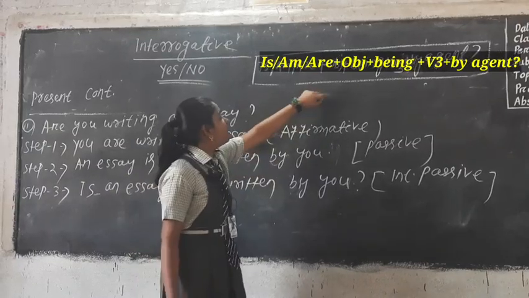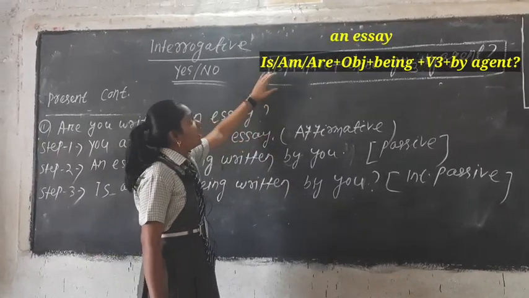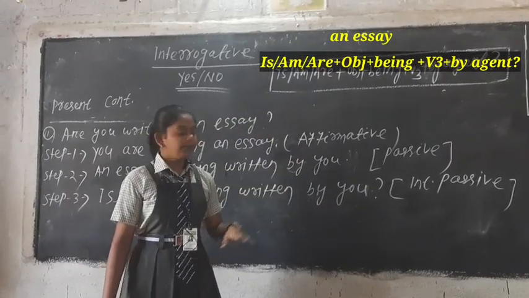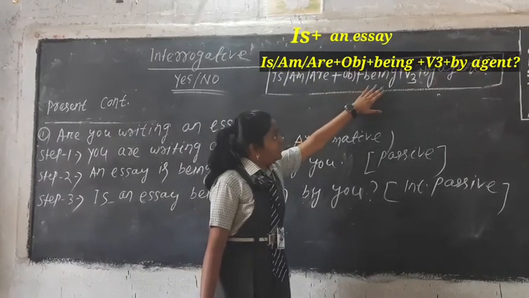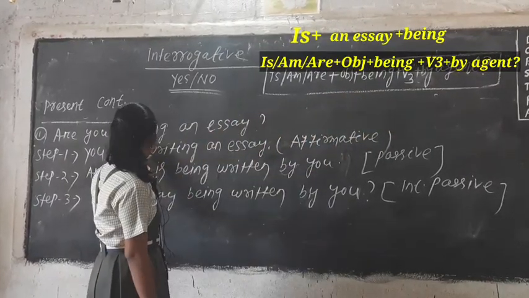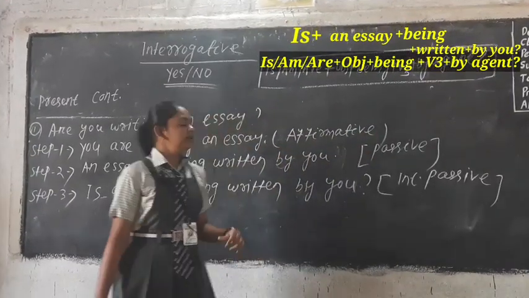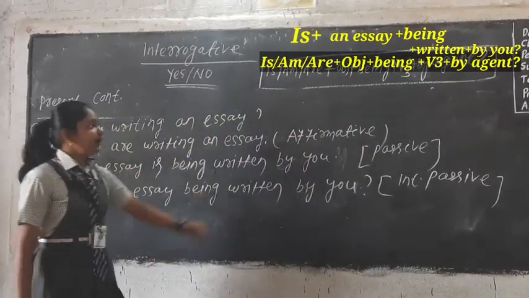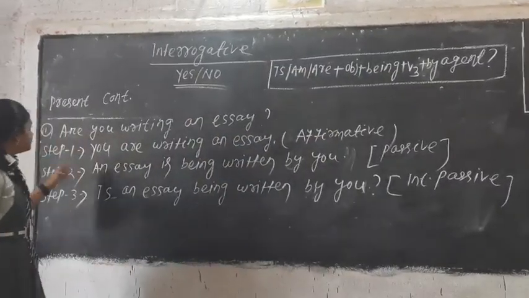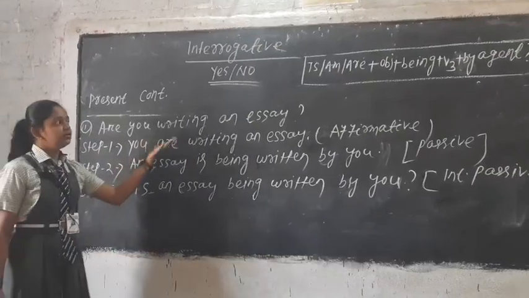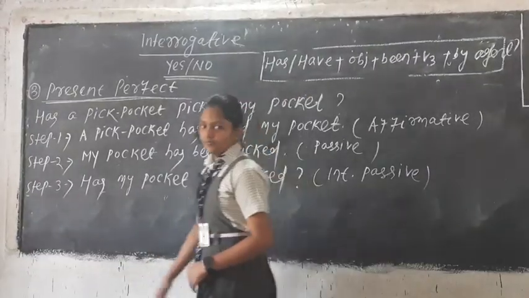First of all, we need to identify the object, which is an essay. We will write here an essay. An essay is in the singular form, so we will use is here. And then being, verb 3 form of writing, that is written, and by agent. The subject here is you, it becomes by agent, by you. So this is the simplest form, or we can just follow the structure. So next come to present perfect tense.